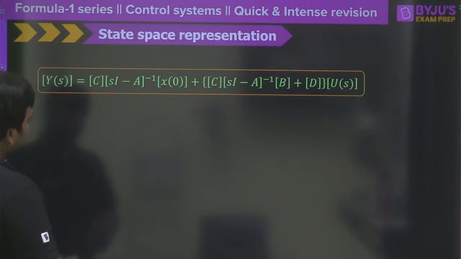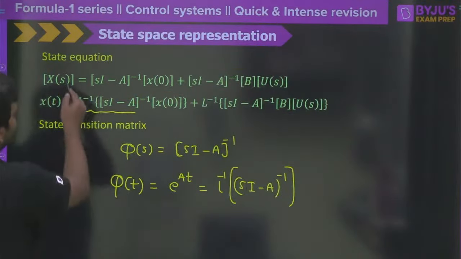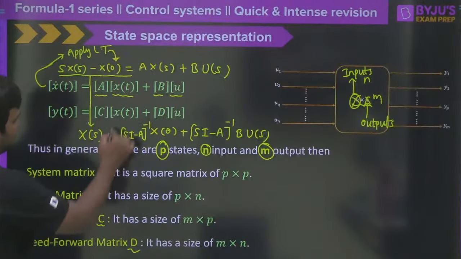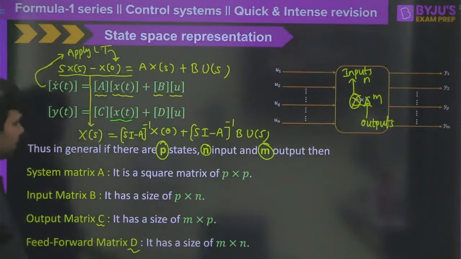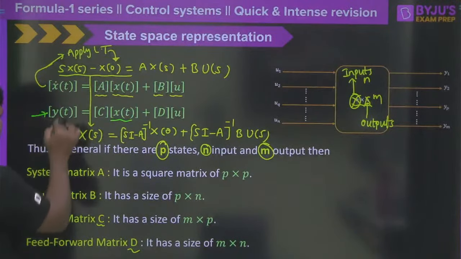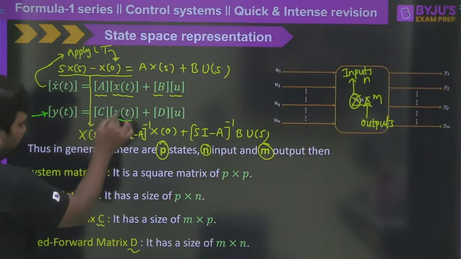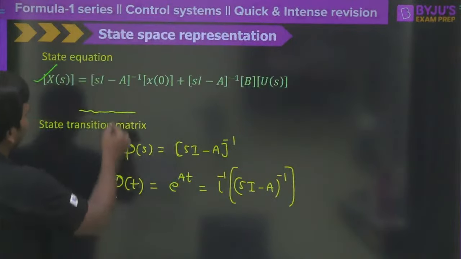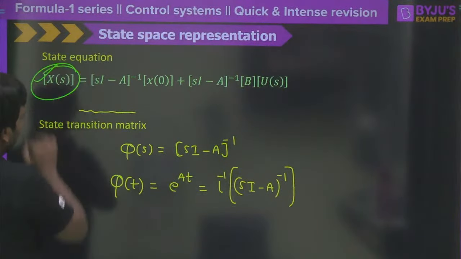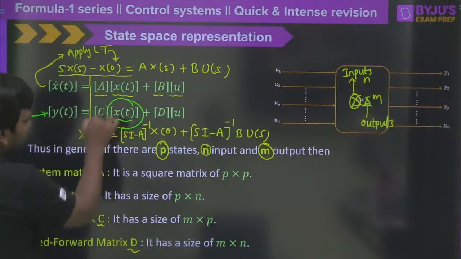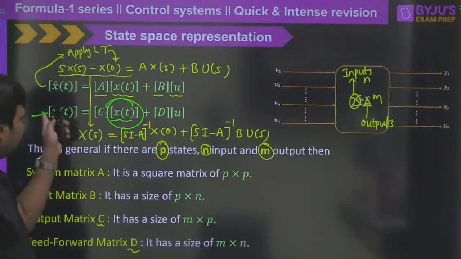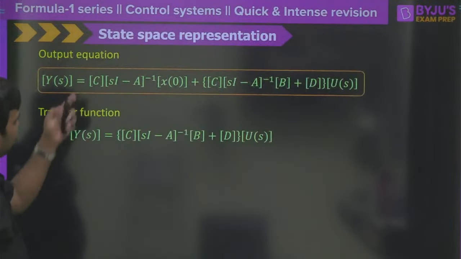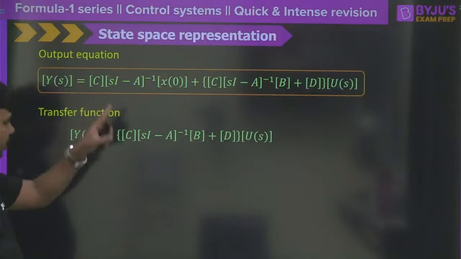So finally, once you know the X(s) value here, go back and substitute that X(s) here. Clear? Take the Laplace transform of the output equation, then you will have Y(s) is equal to C into X(s) plus D into U(s). Once you have X(s), substitute it in the Laplace transform of this one, and you will get Y(s) straight away like this. That is considered the output equation here.